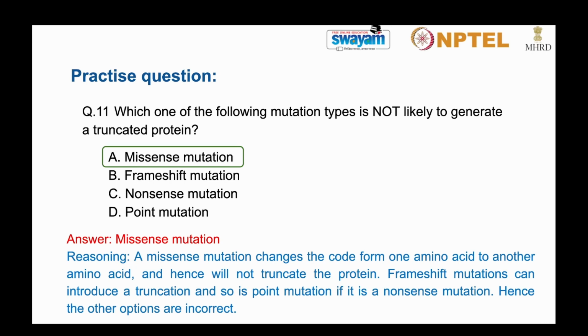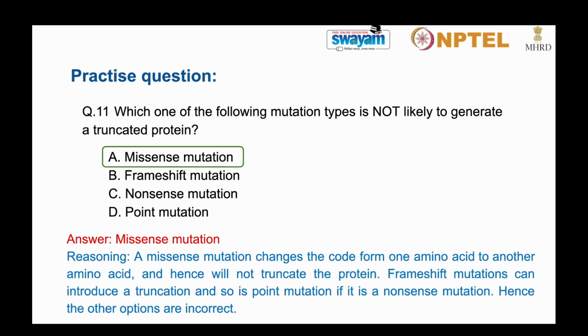You are right. In point mutation there are certain other types of mutations which are also not likely to generate a truncated protein, such as silent. And missense is also one among the point mutations only. But still, if we are given point mutation, we are not clear which kind of point mutation they are talking about.